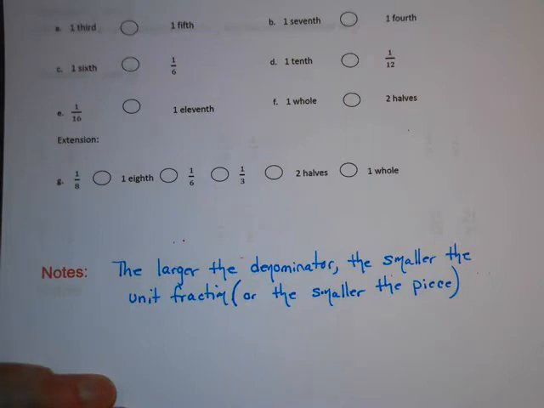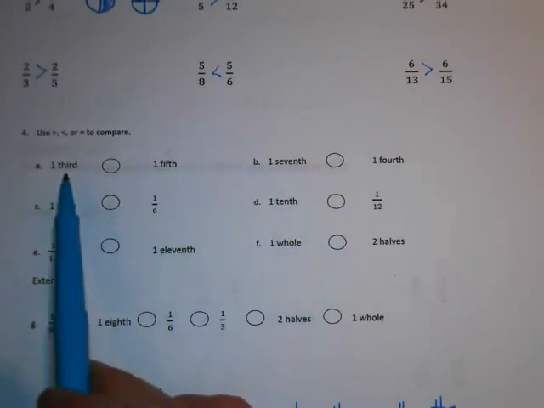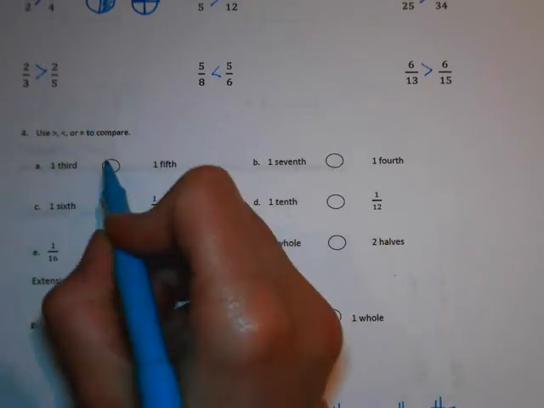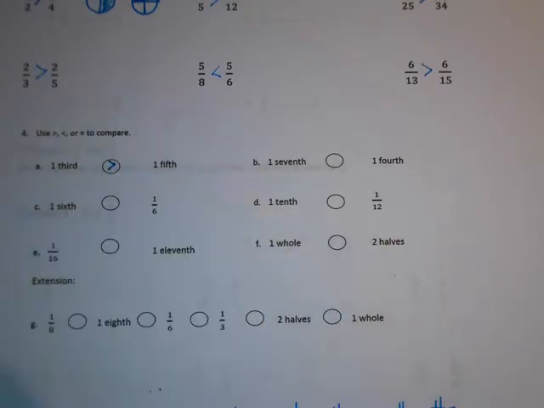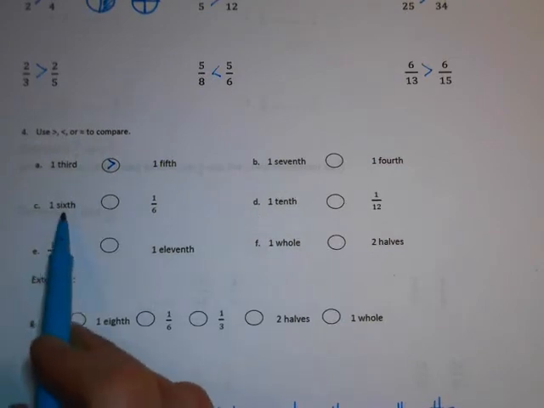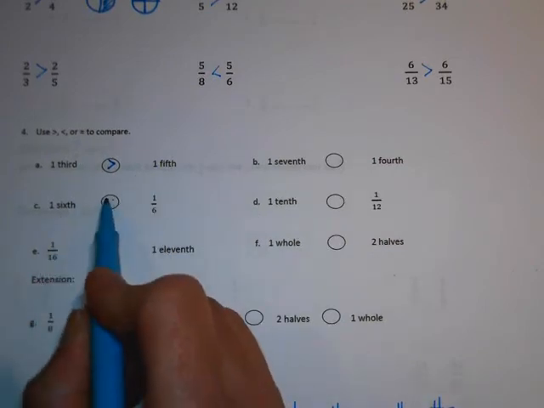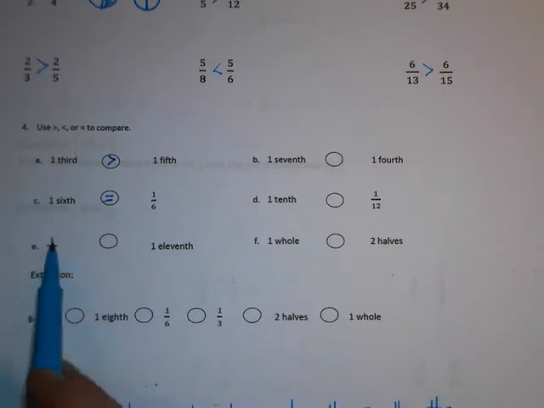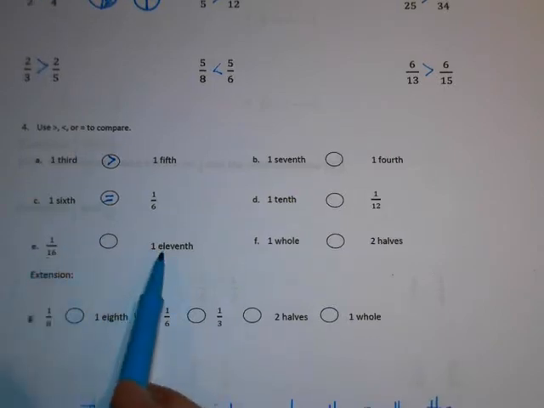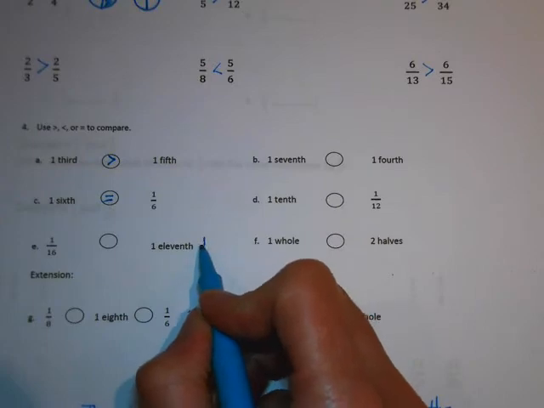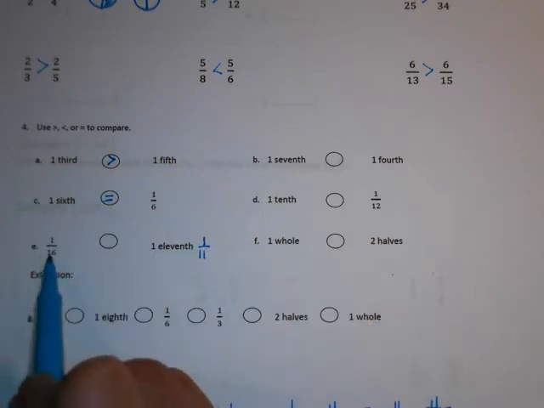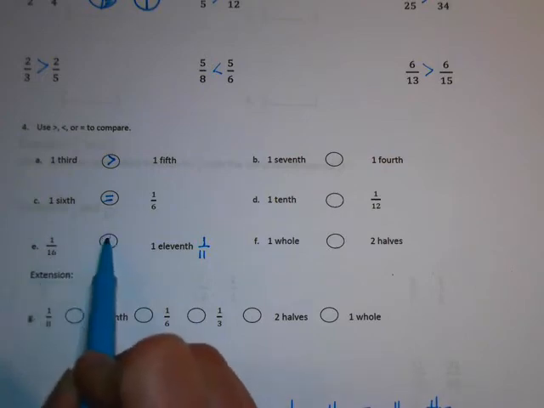Same pizza, right? And I like how they're using the words too. Like compare 1/3 to 1/5, right? So 1/3 is going to be bigger than 1/5. Or compare 1/6 to 1/6. They're getting these kids really comfortable saying these fractions. Or 1/16 compared to 1/11, right? The larger the denominator, the smaller the piece.